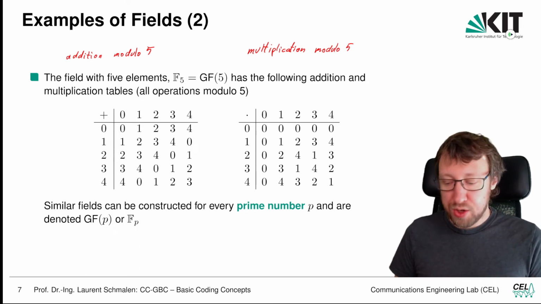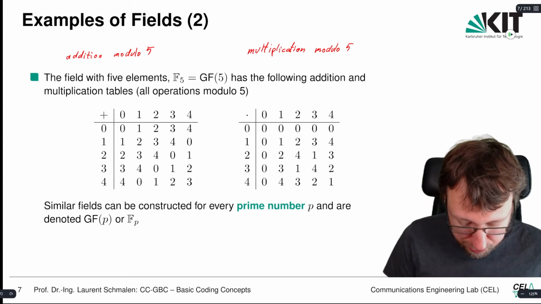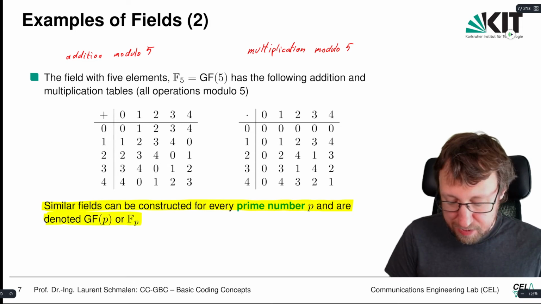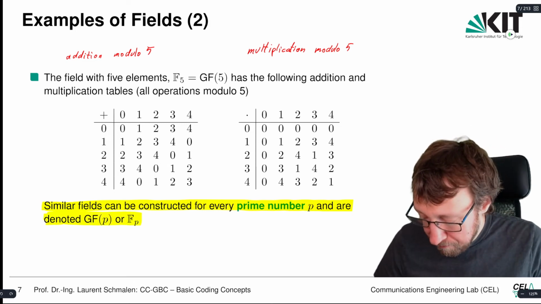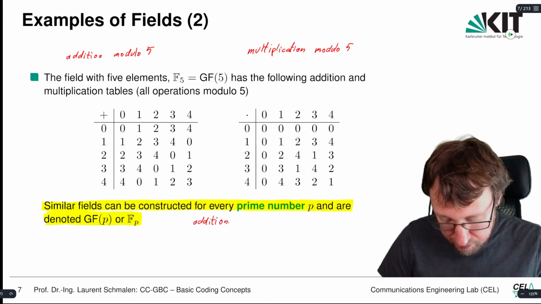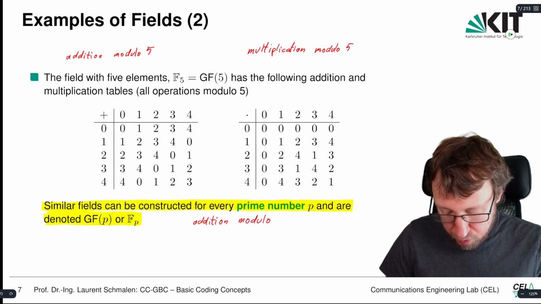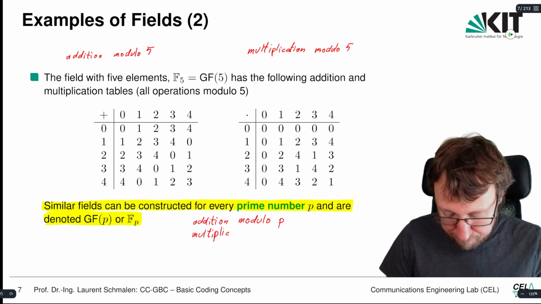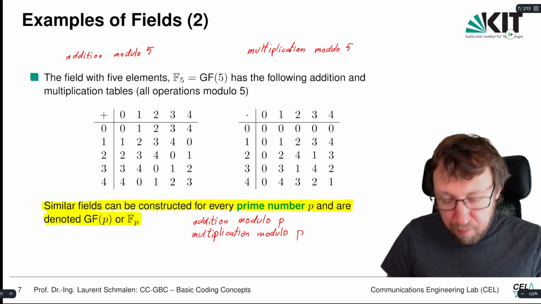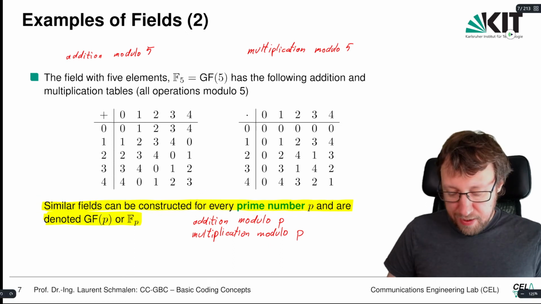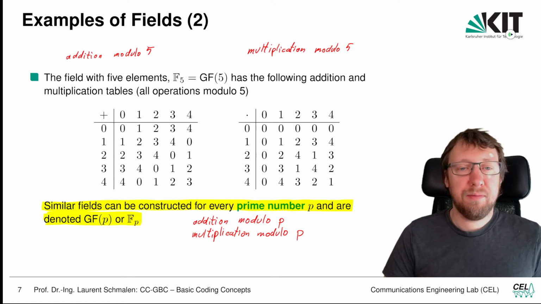And essentially you can show, we'll not do this, but you can show that similar fields can be constructed for every prime number. They're denoted as GF(p). And all the operations are the addition modulo p and the multiplication modulo p. So you can do this for every prime number.